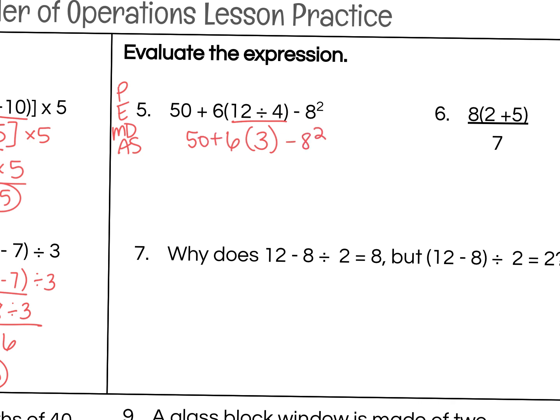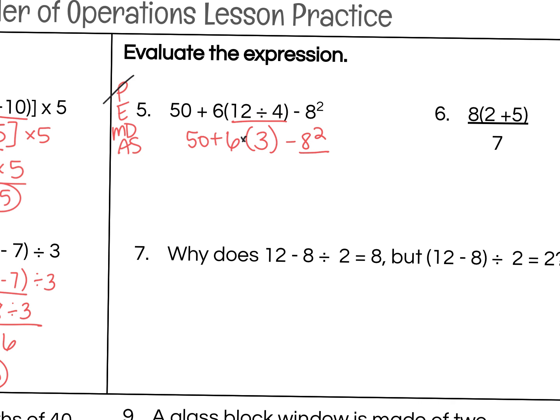Now remember, this is like 6 times 3. So if you want to get rid of the parentheses and do 6 times 3 instead, that's fine. Do I have any other operations inside parentheses that I need to solve? No, so I'm going to mark out the P from my checklist. Do I have any exponents? Yes. So I'm going to do that part next.